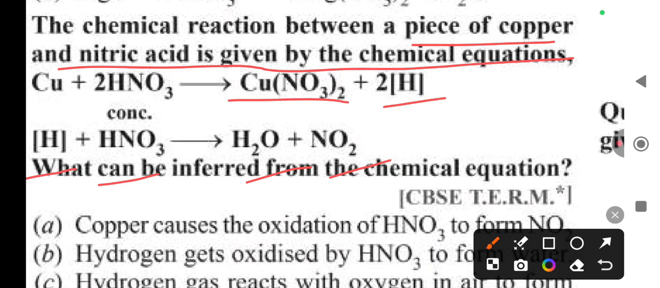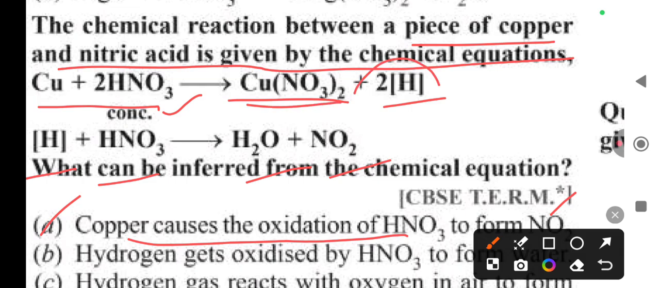Okay. You can see here in option A, it is given copper causes oxidation of nitric acid to form nitrogen dioxide. Okay. So copper, if it reacts with nitric acid, it will not oxidize the nitric acid, because nitric acid is a strong oxidizing agent. So here you can see when copper reacts with nitric acid, copper nitrate will be formed, and side product what is releasing here, it is hydrogen, and this hydrogen will get oxidized by nitric acid.